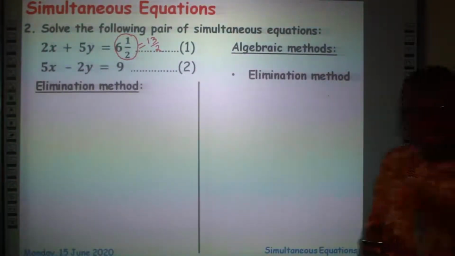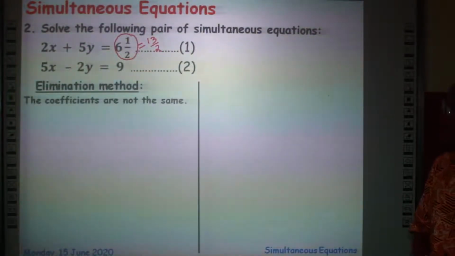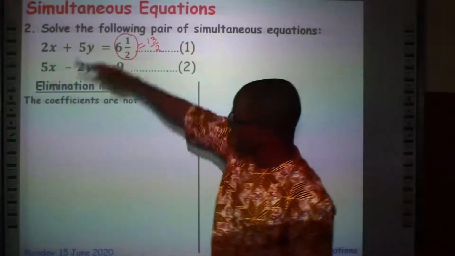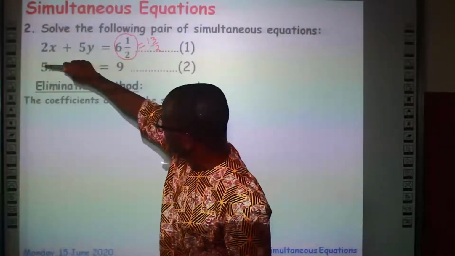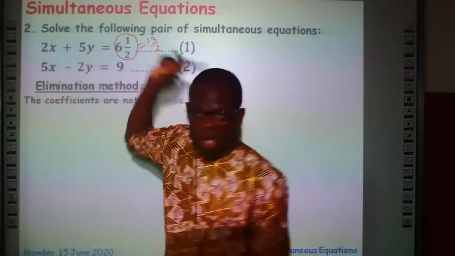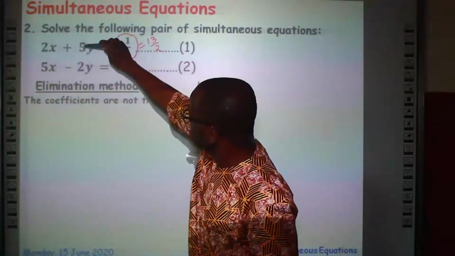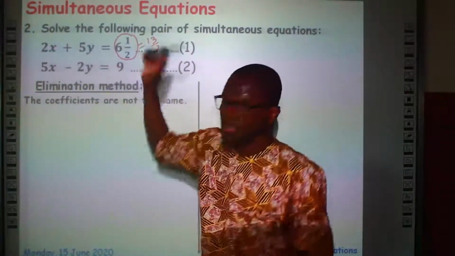So there we go. Let's follow the steps again and see how we will solve this given pair of simultaneous equations using the elimination method. First things first. Obviously in this case, the coefficients are not the same for the two equations. The coefficient of x from equation 1 is 2, and the coefficient of x from equation 2 is 5. They're not the same. The coefficient of y from equation 1 is 5. The coefficient of y from equation 2 is 2. Again, they're not the same.